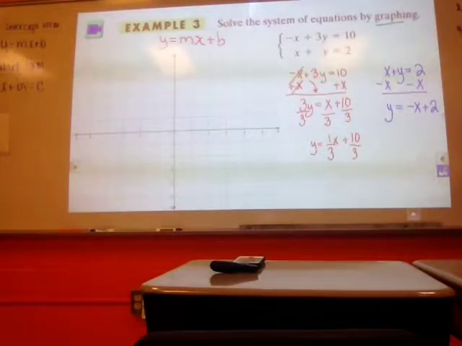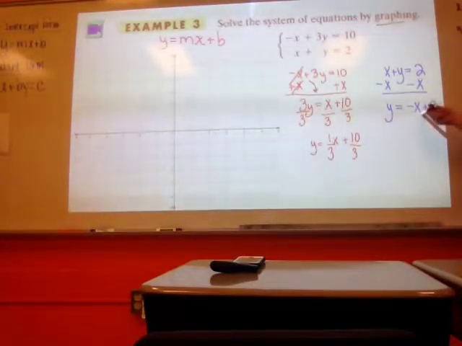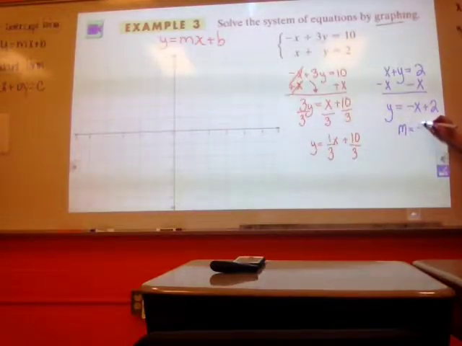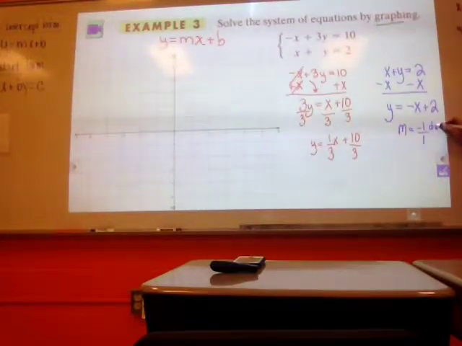So, let's then graph. Okay? So let's graph this one. It looks easier. We like it better, right? All right, so how am I going to know where to graph? I've got a slope that's a what? Negative 1 over 1. The negative 1 tells me to move down. The 1 tells me to move to the right.